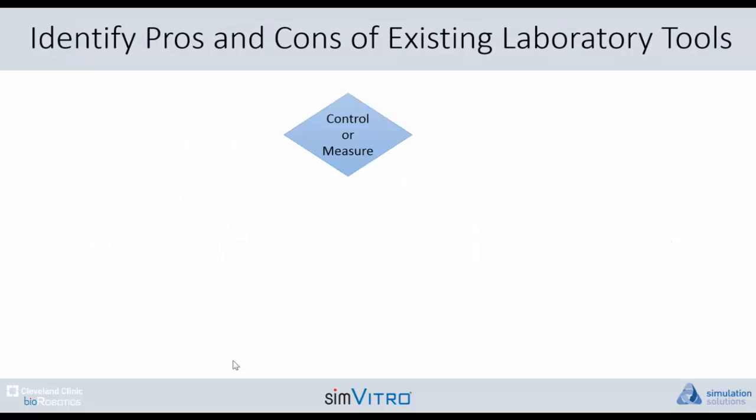Let's look at existing laboratory tools. You have to make a distinction between whether you're controlling or measuring something, and it's very important. So if you were in a gait lab measuring human motion, the control is done by the person as they move. And so you don't prescribe how they move, you're just trying to capture that.